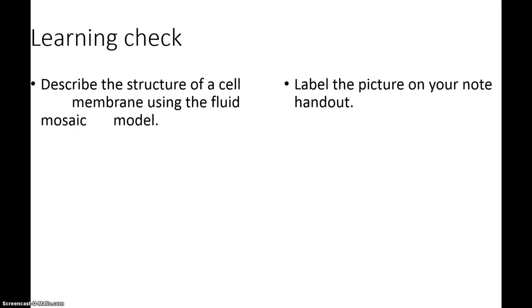Okay, so that's all we have for membrane. Do your learning check, which is on that handout. You need to label that membrane the best that you can with things like glycoprotein, glycolipid, and phospholipid bilayer. Tell me your polar and your nonpolar. All of that is going to get you to the target: describe the structure of a cell membrane using the fluid mosaic model. Okay, that's it. Have a good weekend.